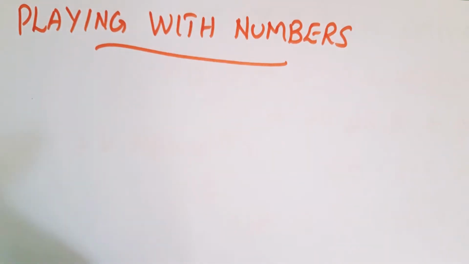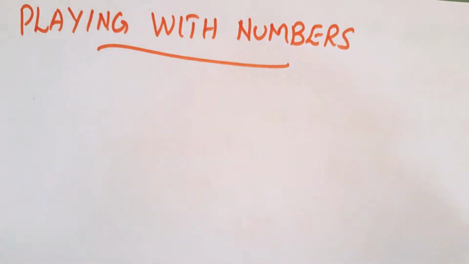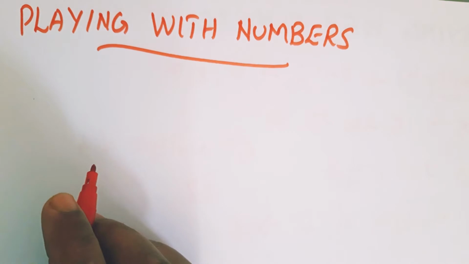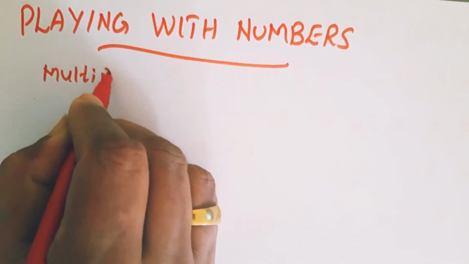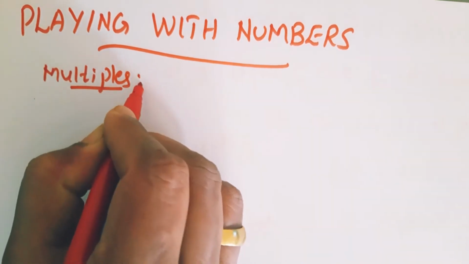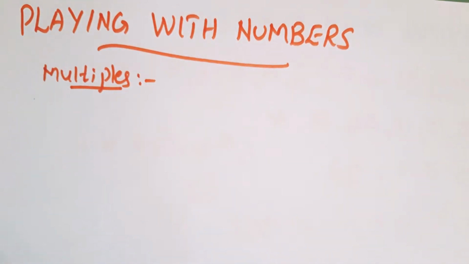Today we are going to learn the chapter Playing with Numbers, in that, multiples. Then only we can continue with exercise 3.1. So let us start. What is the meaning of multiples? Multiples means it will appear in the multiplication table.